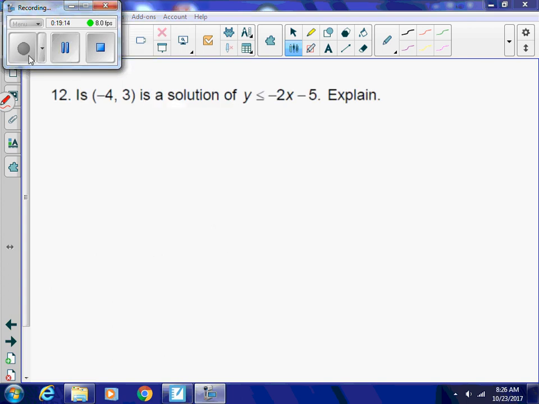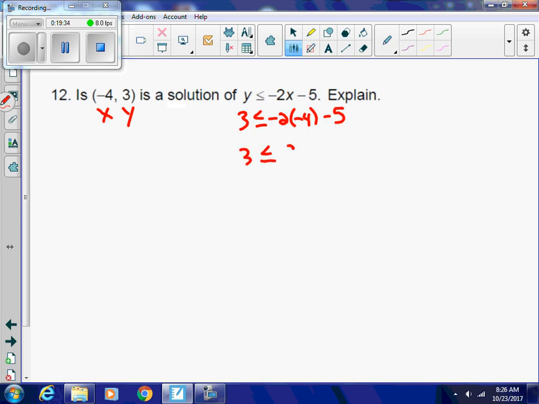All right, we've kind of already done this. Is (-4, 3) a solution? So we're going to go ahead and plug them in for x and y. So we've got 3 is less than or equal to -2 times -4 minus 5. This is going to be a positive 8 minus 5, 3. All right, and is 3 less than or equal to 3? Yes, it is. This is a true statement.